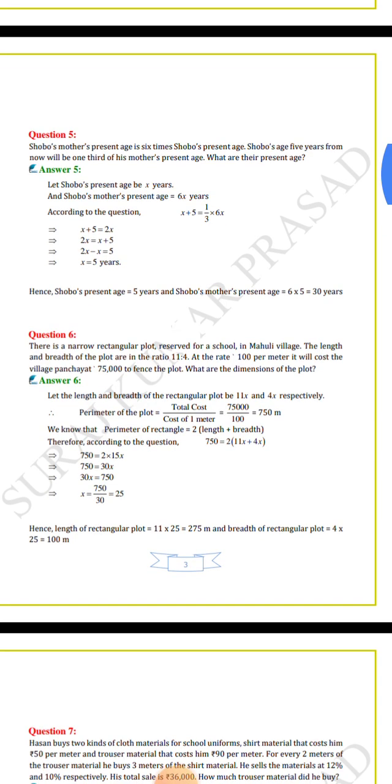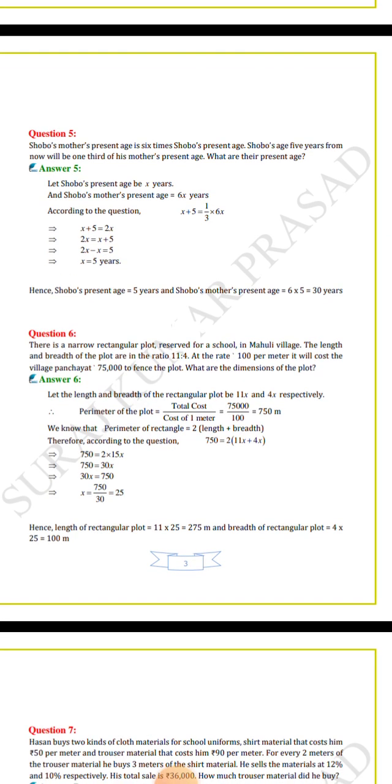So we can get x plus 5 equals 2x, and 2x equals x plus 5, and 2x minus x equals 5. x equals 5 years. Hence, Shob's present age is 5 years and Shob's mother's present age is 6 into 5, 30 years.